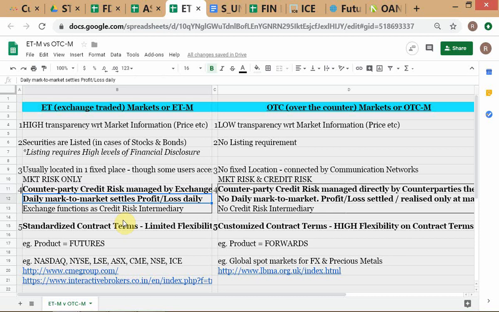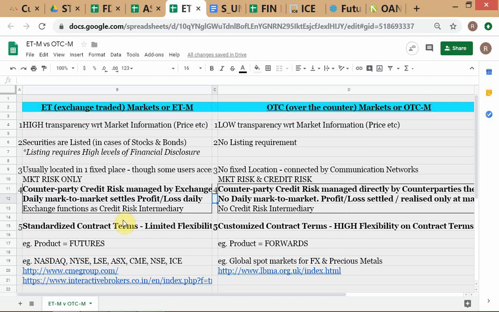Daily mark to market, settling profit and loss daily. Now you understand what this means? That means the accounts are settled daily. Every day you have to settle your losses, and every day you get to take home your profits. Is this clear? What this statement means?